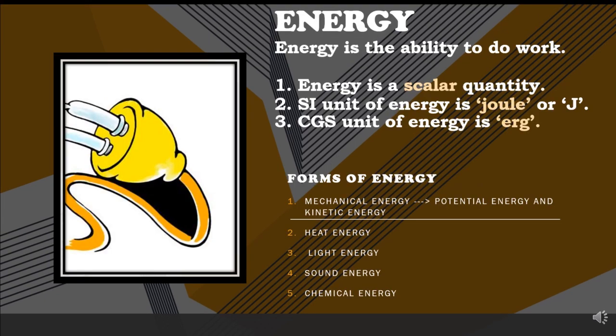Starting from the definition of energy, energy is the ability to do work. It is a scalar quantity. The SI unit of energy is joule and the CGS unit is erg. There are different forms of energy: mechanical energy, which is further divided into potential and kinetic energy, heat energy, light energy, sound energy, chemical energy, and many more.